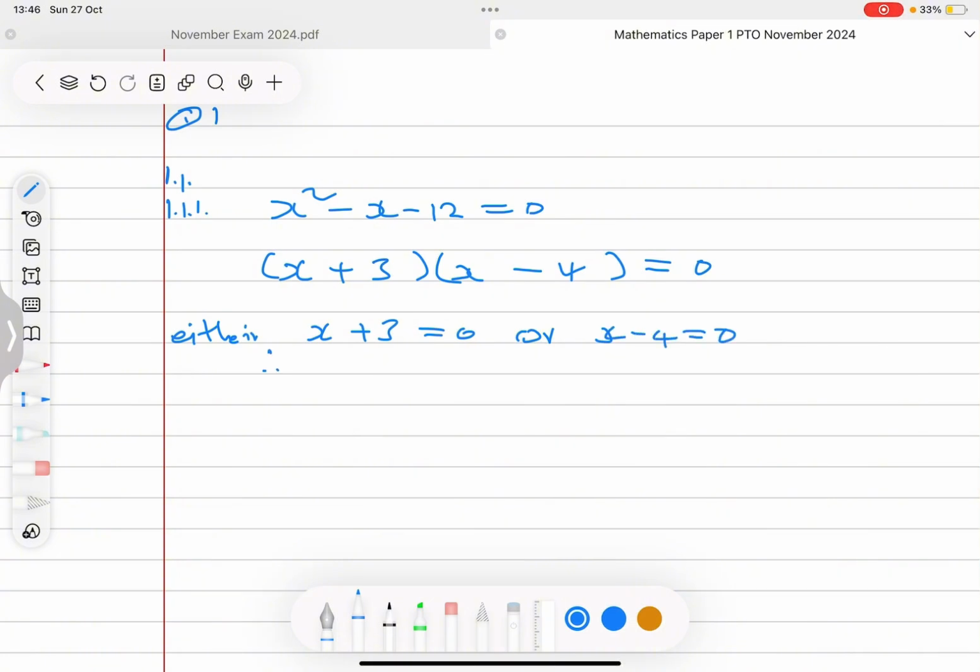Therefore, I'll take this 3 to this side. It will be negative. I'm transposing the 3, not the x, so that I have negative 3. Then I do the same here. I transpose the 4. I take the 4 and I take it this side. Remember, when you transpose, your number changes the sign. So when it gets to the other side, it's going to be 4. So those are the 2 values of x.